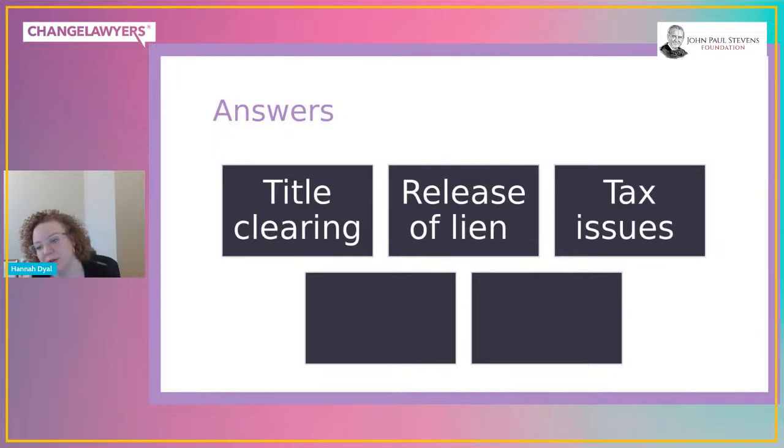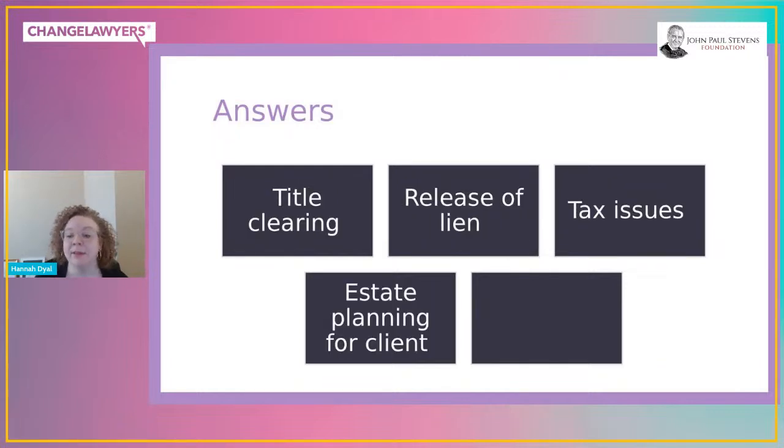She has this tax issue. Can she defer? Does she have the ability to get on a payment plan so that it can be paid back? Estate planning for the client.